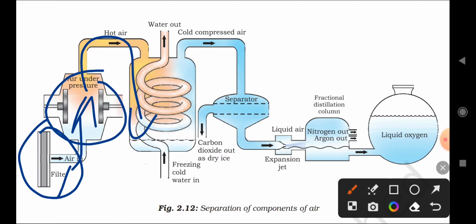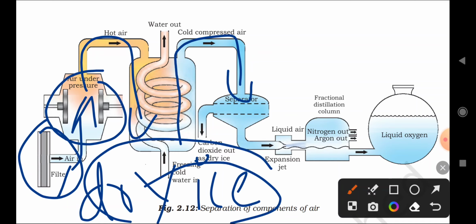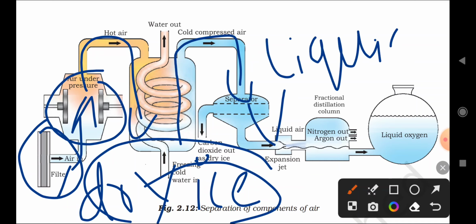So the water cools the hot air, and the cold compressed air passes through the water separator, and the separator removes the carbon dioxide from the air in the form of dry ice. After that, the compressed air passes through the liquid jet, and in that jet the air is converted into liquid air.